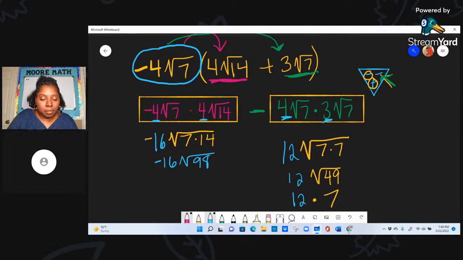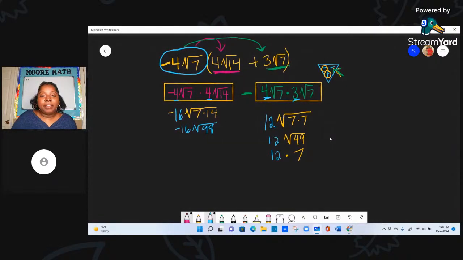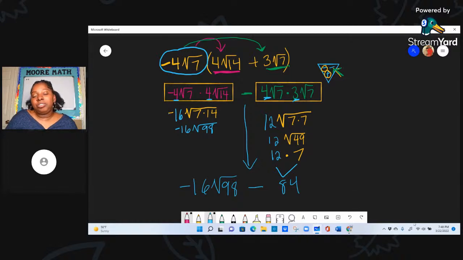So we have 84. Don't forget to bring all of this down, minus, we have that negative 16 square root of 98. And unless your teacher says simplify, this is pretty much all you need to do. So make sure you have that. I'm going to give you similar questions to this before we move on to FOIL, just so I can make sure you got this part.